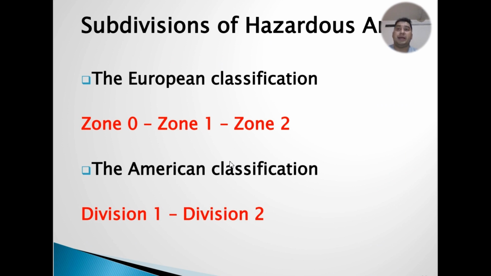Now, subdivision of hazardous area. As per the UK Act 1974, there are different hazardous areas divided into zone 0, 1 and 2. The European classification has zone 0, zone 1, zone 2, and the American classification has division 1 and division 2. So when you read any law regarding the European standard and the American classification, the USA uses division 1 and division 2, and the European Union identifies these through zone 0, zone 1, and zone 2.